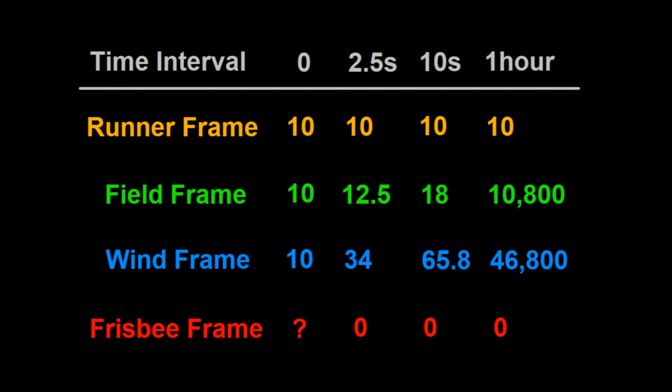So now that the frisbee takes 10 seconds to travel between the runners, our 4 frame-dependent displacements would now be 10 meters, 18 meters, 65.8 meters, and 0 meters, respectively. As you can see, the range of the speeds has become relatively spread out compared to how it was before.